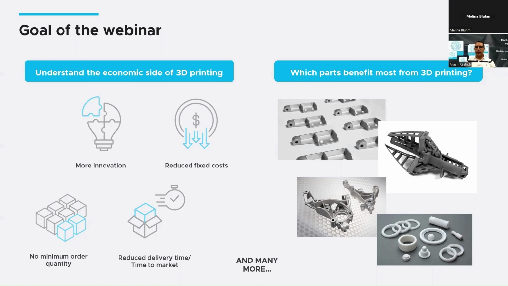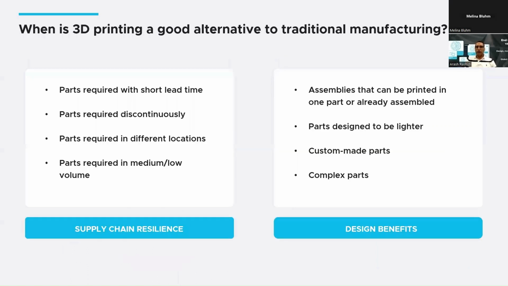We will also take a look at the part and design side of the topic to see which parts benefit most from 3D printing. And we will show you different real use case parts and examples on this topic. So the question that always starts is, when is 3D printing a good alternative to traditional manufacturing? To answer this question, you can look at it from two different aspects. One is the supply chain aspect, and the other is the design aspect.